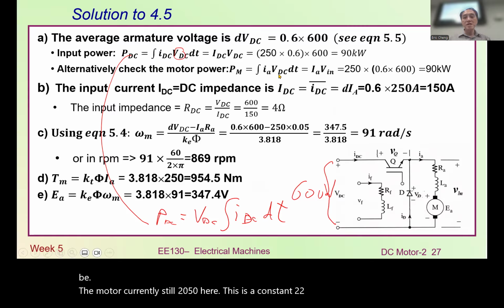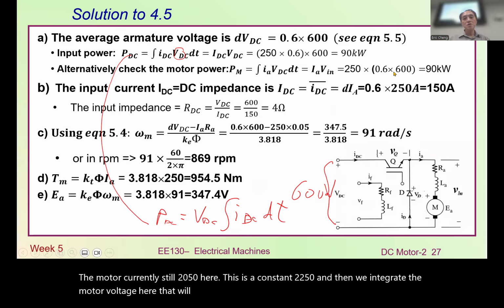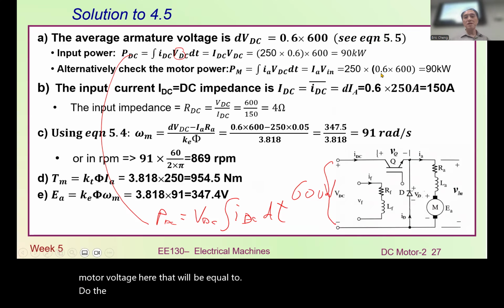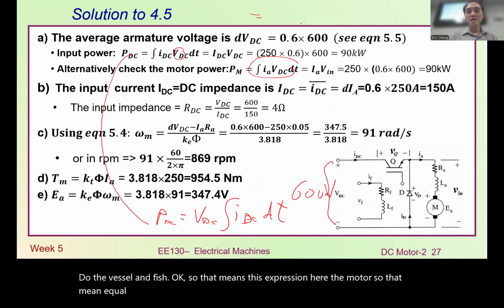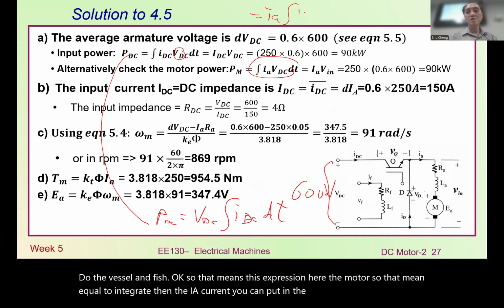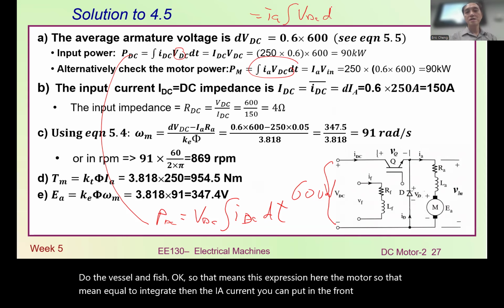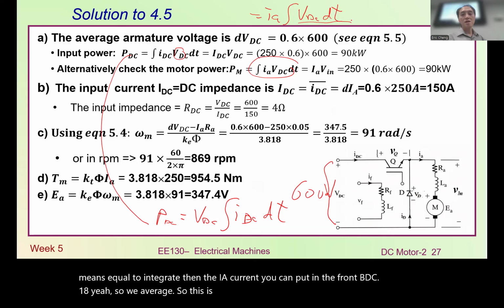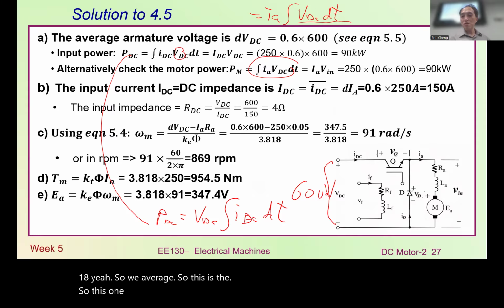And then when we integrate the motor voltage here, that will be equal to the duty ratio average. Okay. So that means this expression here, the motor, equals the integral. Then the IA current you can put in the front, VDC dt. So we average, so this one is the motor voltage.